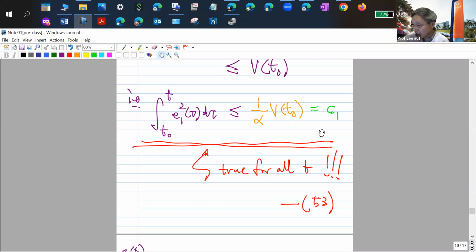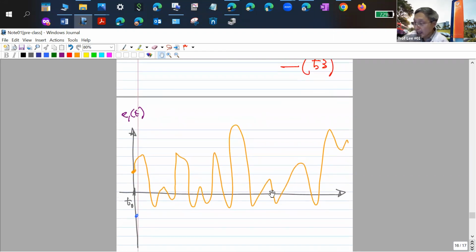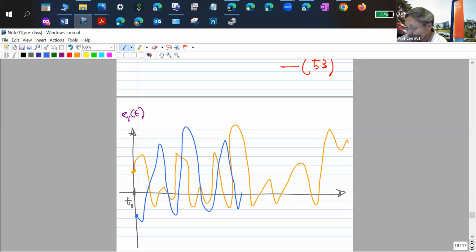So what kind of signal can obey this? Clearly it will not be this kind. It may be this other kind of signal. In the beginning, when you're doing adaptation, maybe it grows a bit, grows a bit, grows a bit, then it has to die away, and pretty much almost stay at 0. Because what has to happen?